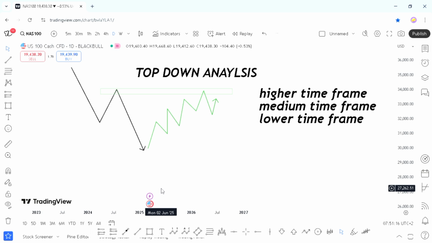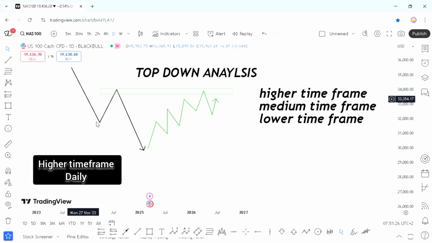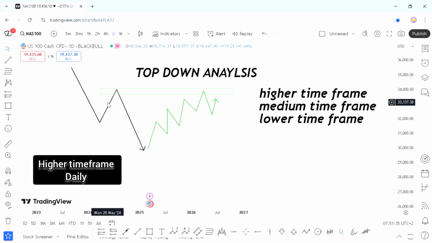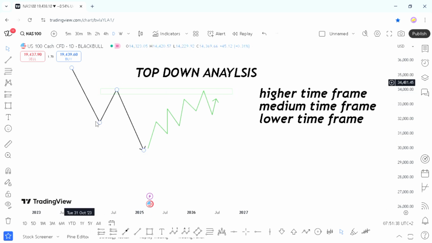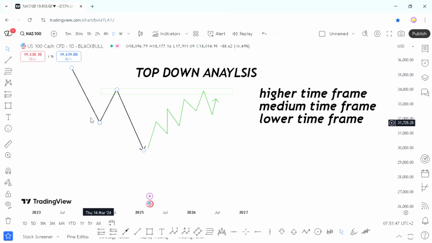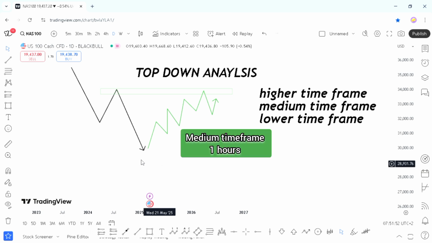Let's say in this situation, guys, this black one is our daily time frame, and this one is our medium time frame, which is our 1 hour time frame. Let's say on our daily time frame, we are on a downtrend. The market pushed low, then it pulled back, and then it pushed lower to make a new low here. And then all of a sudden what we see on the 1 hour time frame is this uptrend here.